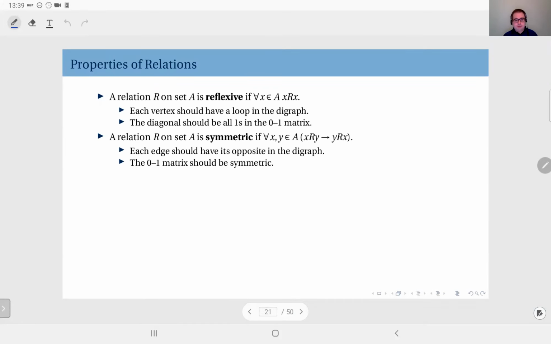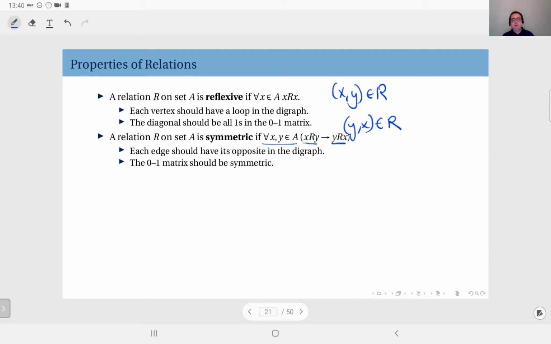A relation R on set A is symmetric if for all x, y in set A, if x is related to y, that means the ordered pair (x, y) is in relation R, that implies y is related to x. This means (y, x), the ordered pair, is in R. So if a relation is symmetric, then if you have (x, y), you should also have (y, x), and this should hold for any pair of x, y.